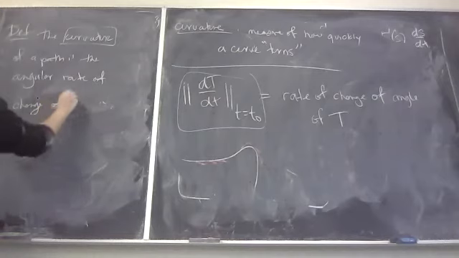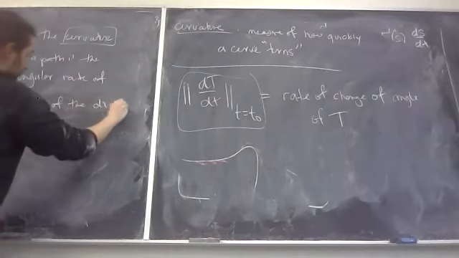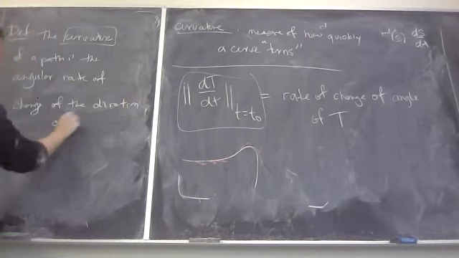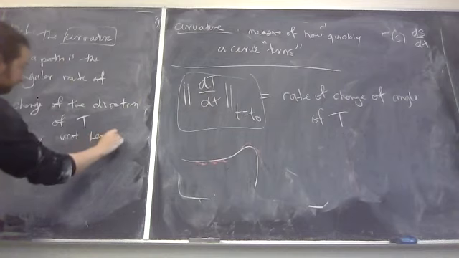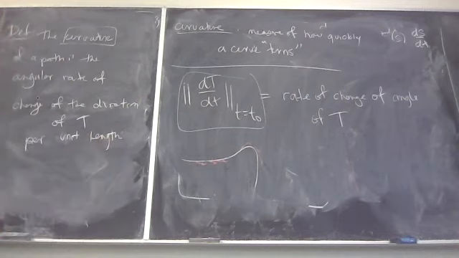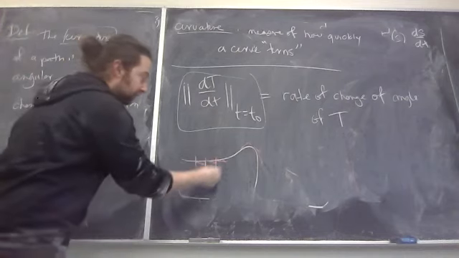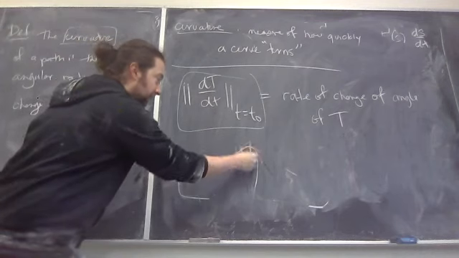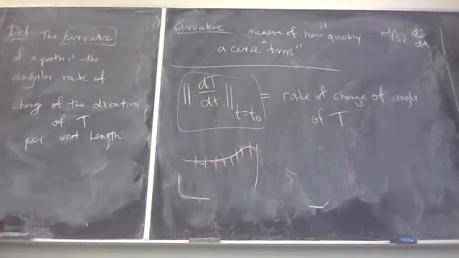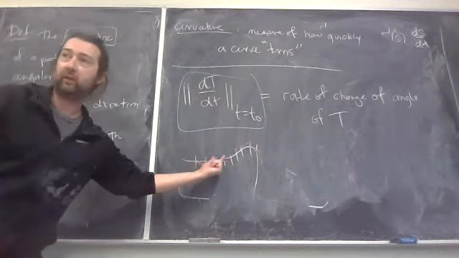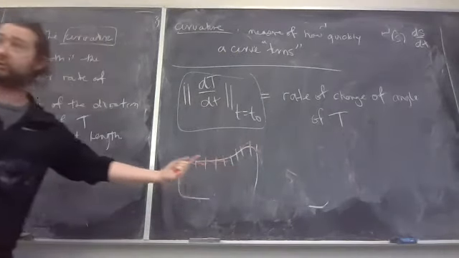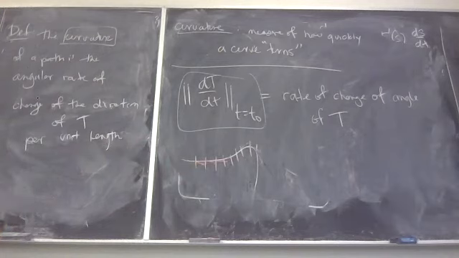Of the direction of T per unit length. Now, why unit length and not unit time? Because I want to make sure that no matter how fast I'm traveling, I'm cutting the curve up into equal length pieces, not pieces where the velocity could increase or decrease. I want curvature to be associated with chunks of the curve, not the particle that's actually doing the motion. So, angular rate of change of T per unit length.